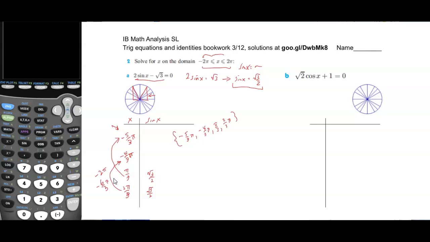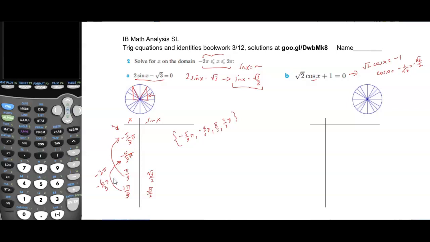Okay, part B, same thing. We want to isolate the cosine x, so we're going to subtract 1 from both sides. So first we're going to have square root of 2 cosine x equals negative 1. Then we want to further isolate cosine x by dividing both sides by square root of 2. So I end up with cosine of x equals negative 1 over the square root of 2. Remember, this is the same thing as negative square root of 2 over 2.